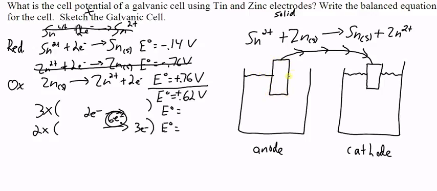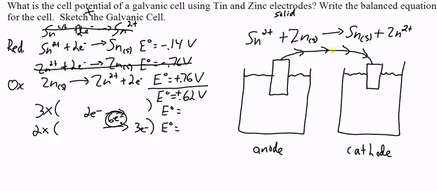You're going to have, in the anode, you're going to have an electrode. That electrode is going to need to be a solid. So as we look at this, we have to determine what reaction's going on in the anode and what reaction's going on in the cathode.